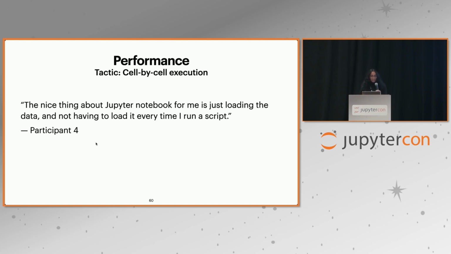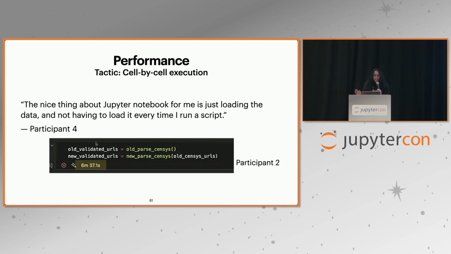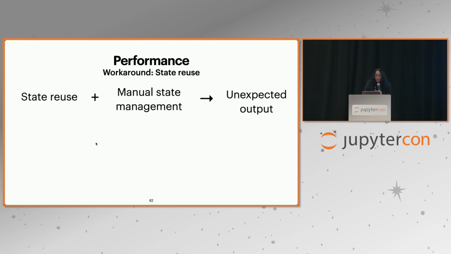And this is especially important for scientists working with large data sets that are often gigabytes or even terabytes in size. And if you're like our second participant, sometimes running a cell can take you over 6.5 minutes. And because of these long run times, it can be really important to try to avoid recomputing the same code over and over again as you're trying to explore or debug parts of your code. However, one workaround we saw our participants use is state reuse. So you would actually not rerun a cell every time you had to do a new exploration. Instead, you would keep the outputs of a cell and try to make sure you don't mess up the output when you work on other things.